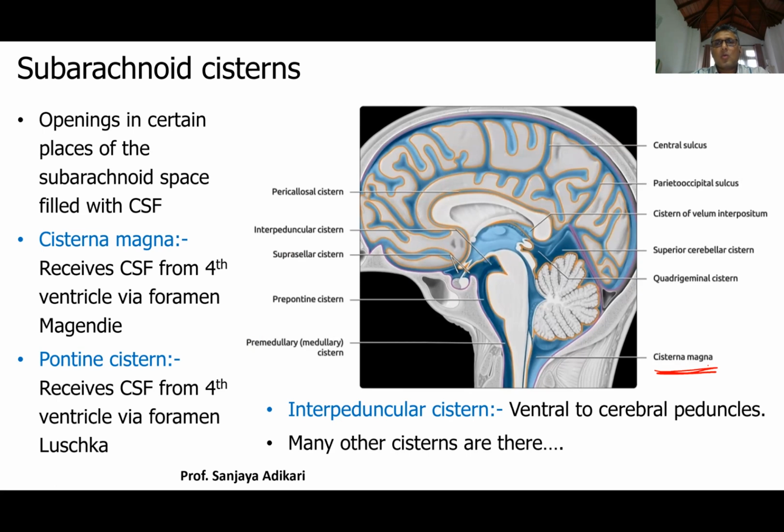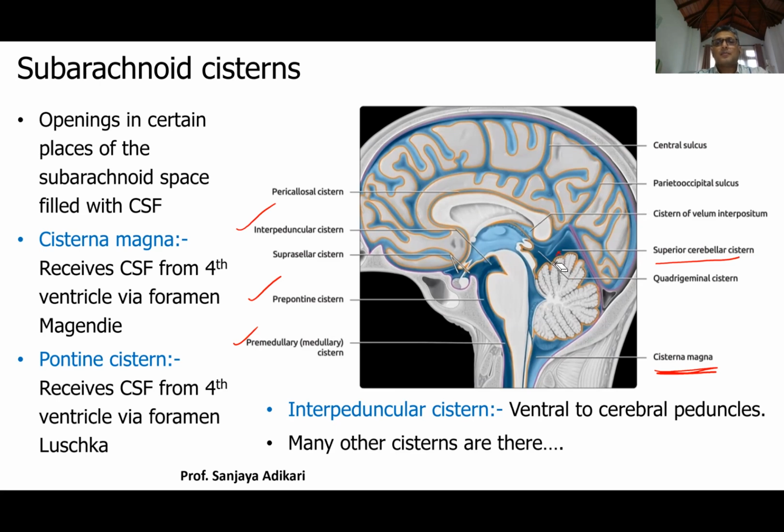Cisterna magna, you call it cerebello-medullary cistern also, because it is between the cerebellum and the medulla. Then you get another cistern here in front of the medulla. You can call it medullary cistern or premedullary cistern. In front of the pons, you call it pontine cistern or prepontine cistern. Then you have an interpeduncular cistern. You get the cerebral peduncles of the midbrain here, so this is in front of them. You call it therefore interpeduncular cistern. Then behind the midbrain, you have another cistern called superior cerebellar cistern, because it's above the cerebellum here, that space.